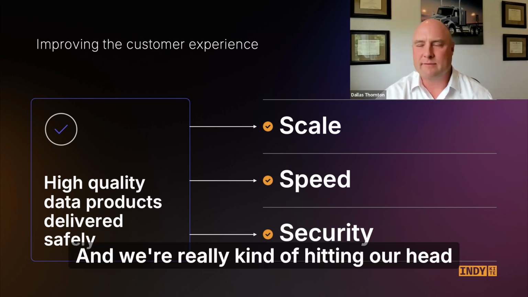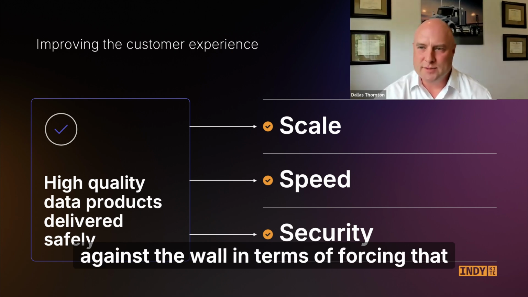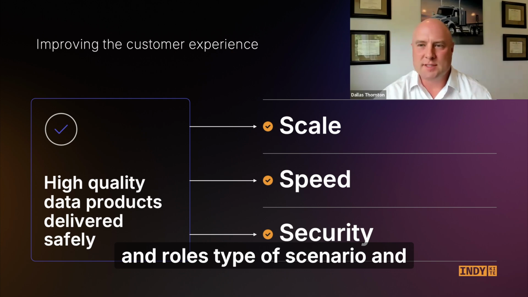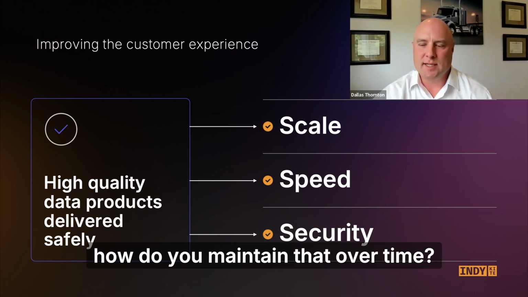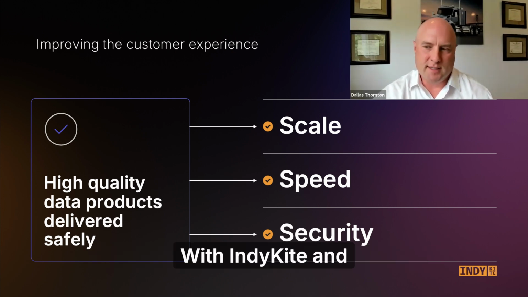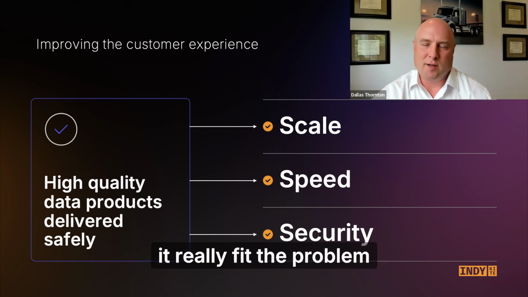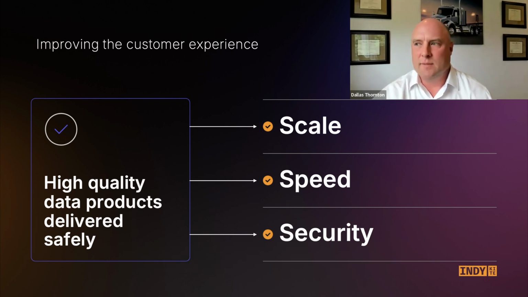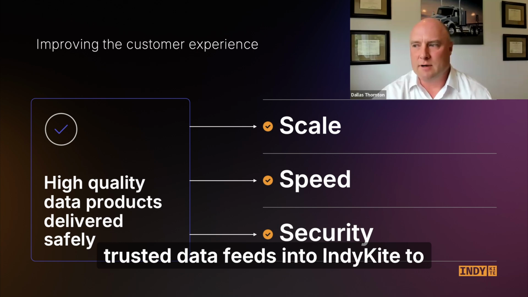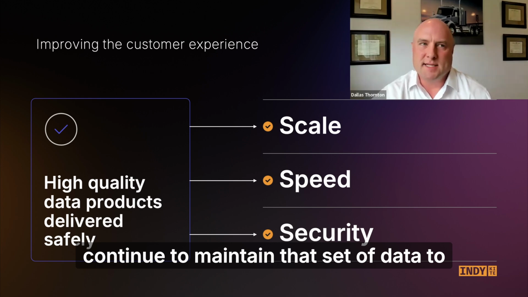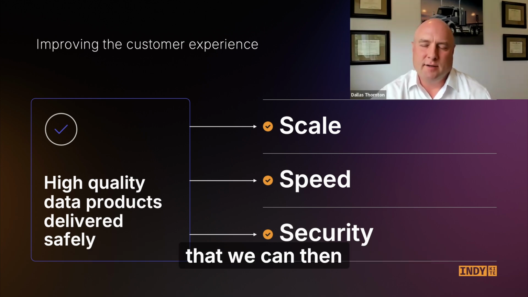And we were really hitting our head against the wall in terms of forcing that into a traditional groups and roles type of scenario, and how do you maintain that over time? With IndyKite and a graph approach, it really fit the problem that we're trying to solve, and allows us to integrate our trusted data feeds into IndyKite to continue to maintain that set of metadata, that set of data that we can then drive those authorization decisions.